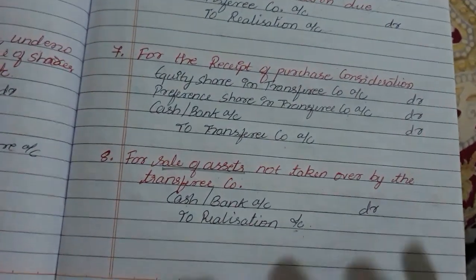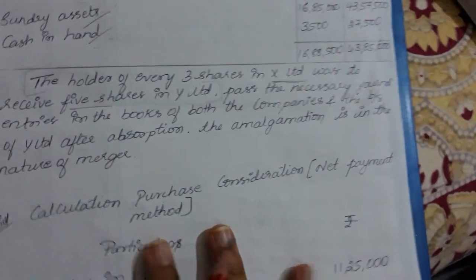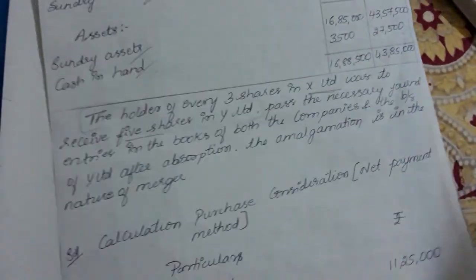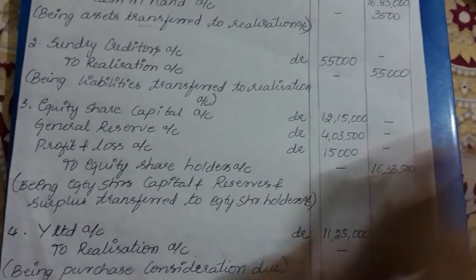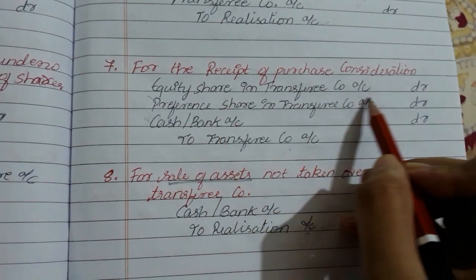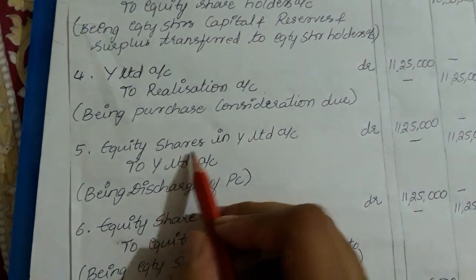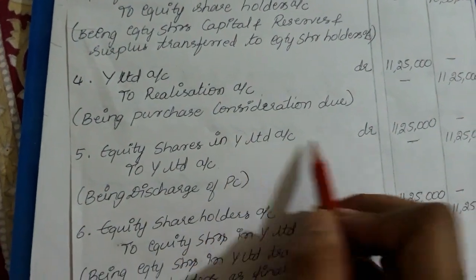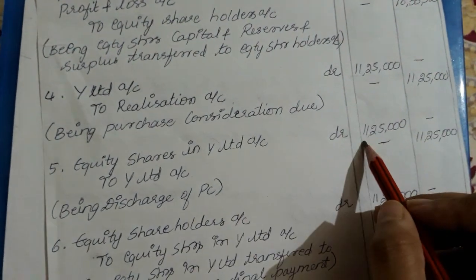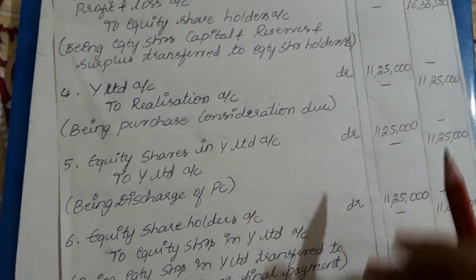In the question, in the adjustments, see, they are given that holders of every 3 shares in X Limited were to receive 5 shares in Y Limited. So that means they are giving it in the form of equity shares. So the entry will be, no preference shares, no cash: equity shares in transferee company account debit to transferee company account. As you can see here, equity shares in Y Limited, the transferee company account, debit to Y Limited account. Whatever purchase consideration was due has been discharged in the form of equity shares in the transferee company. Hope you have understood till now.